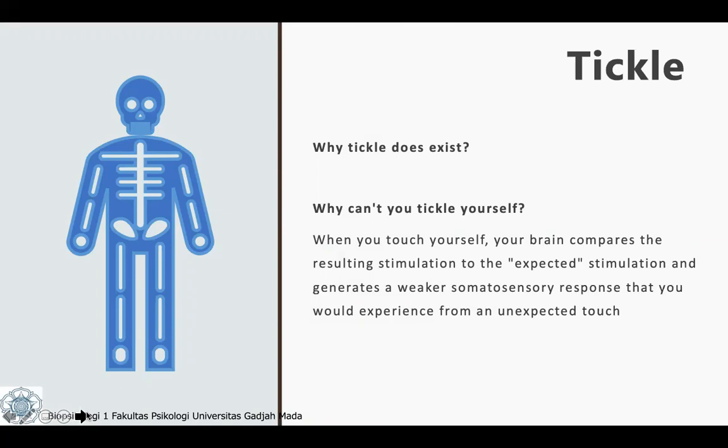When you touch yourself, your brain compares the resulting stimulation to the expected stimulation and then generates a weaker somatosensory response than you would experience from an unexpected touch. Actually, some people can tickle themselves a little if they tickle the right side of the body with the left hand or the left side with the right hand. You might also be able to tickle yourself as soon as you wake up, before your brain is fully aroused.